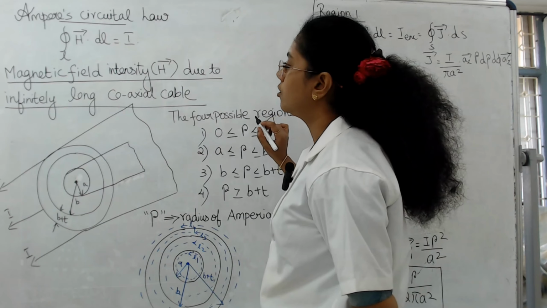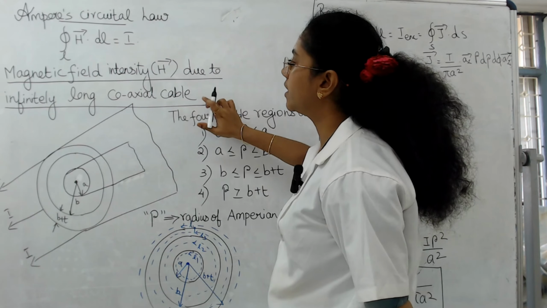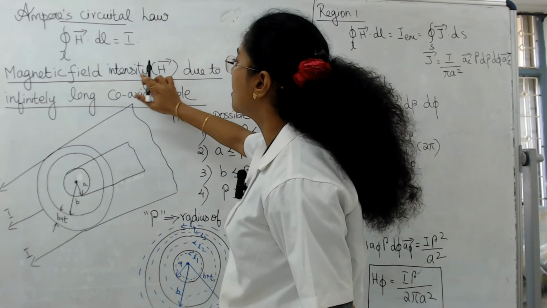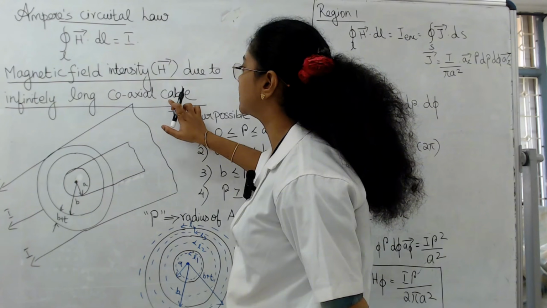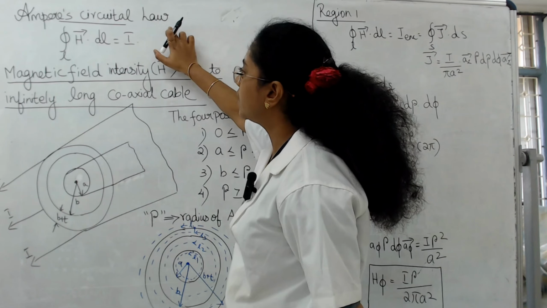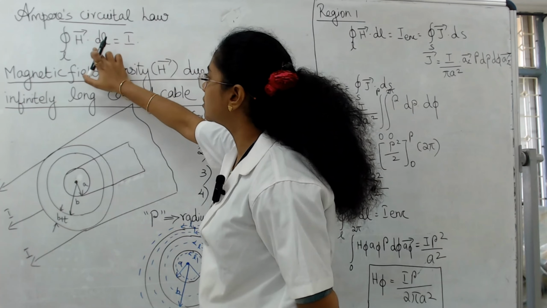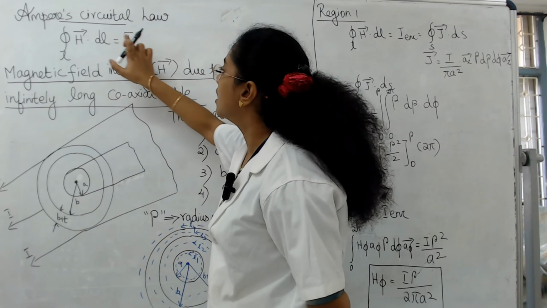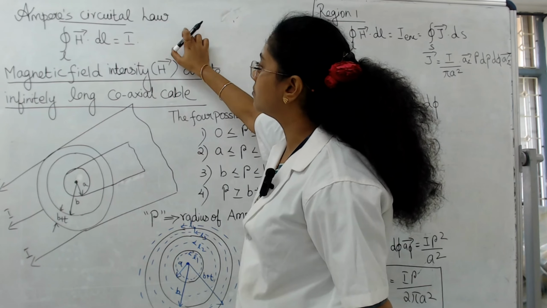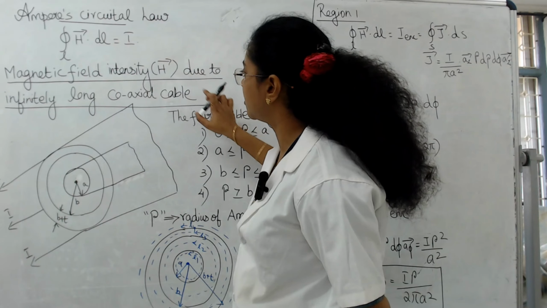I welcome you all to the topic: magnetic field intensity H vector due to an infinitely long coaxial cable. In order to find the magnetic field intensity for a symmetric structure, we will be applying Ampere's circuital law. According to Ampere's circuital law, the magnetic field intensity across a closed loop is equal to the total current enclosed by that loop. Another point to remember is that Ampere's circuital law can be applied only to symmetric structures.